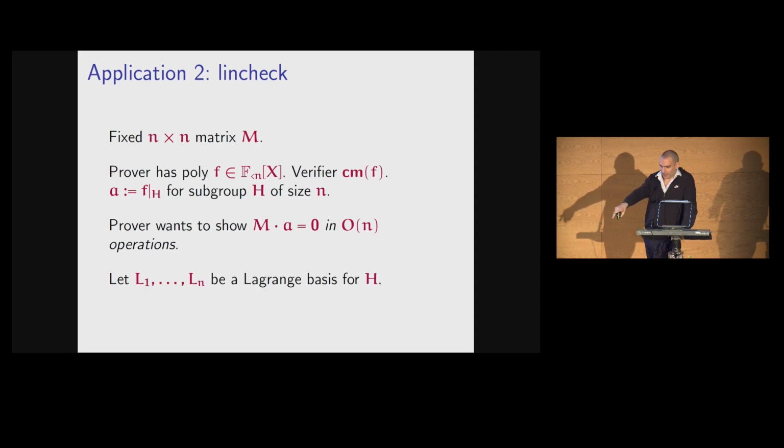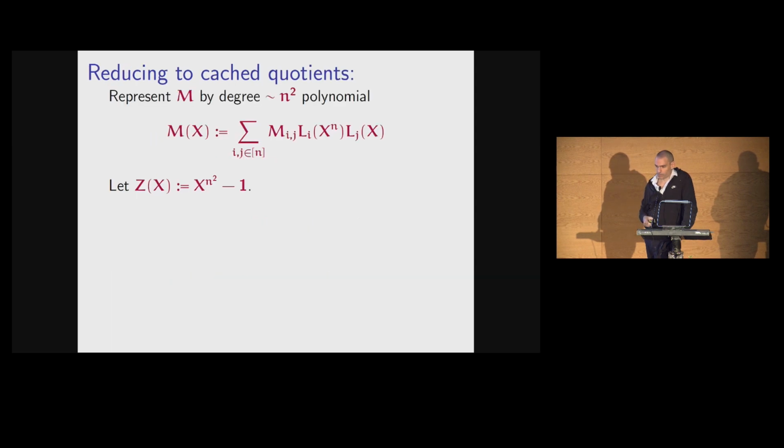And for the next slide, let L1 to Ln be a Lagrange basis for H. I'm going to reduce this problem to the cached quotients setting, I'm going to massage it into that setting. So this will be a little technical, apologies. We're going to represent the matrix by a polynomial of degree roughly n squared.